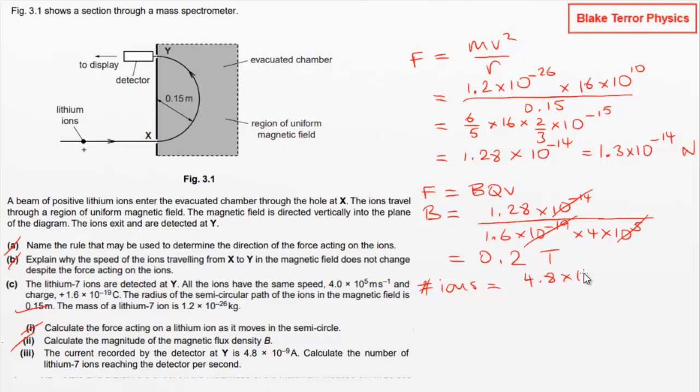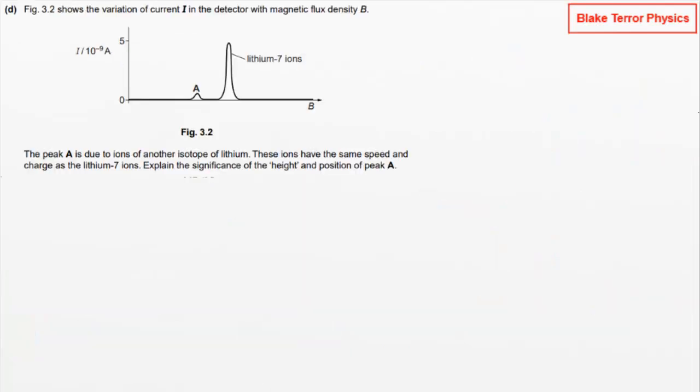4.8 times 10 to the minus 9 divided by, was it 1.6? They've all got single positive charge. So that's 3 times 10 to the 10. 3.0 times 10 to the 10. Right, so far so good. Is that the end? That would be a suitable end to the question.